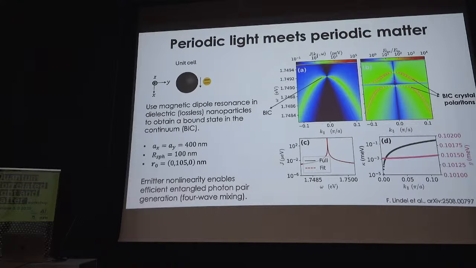If I send in a laser at one of these frequencies, I can excite two polaritons. They scatter with each other to different K values and then get emitted very efficiently, because here I basically have a lossless system in terms of internal losses, and you get a very, very high effective nonlinearity at one of these frequencies.